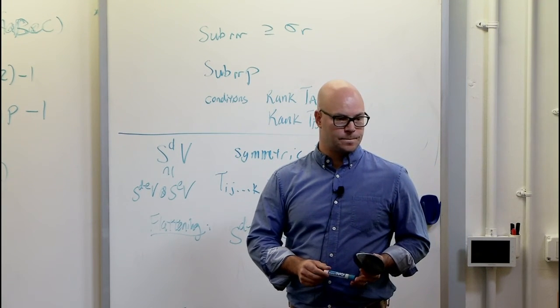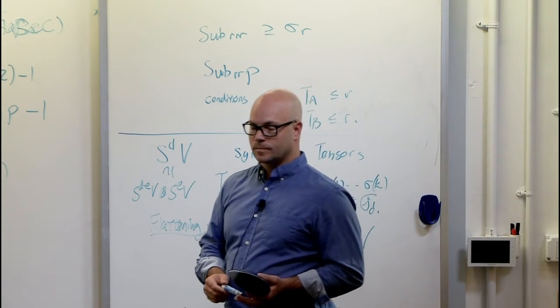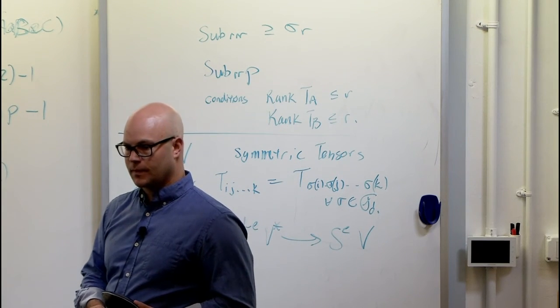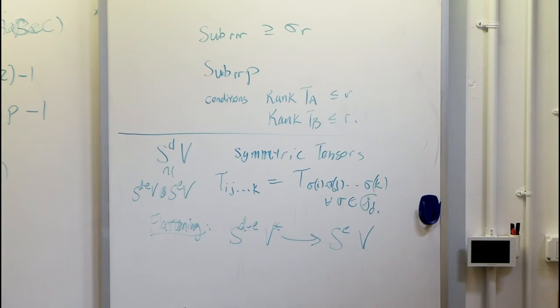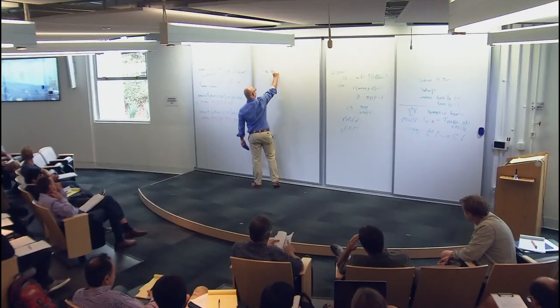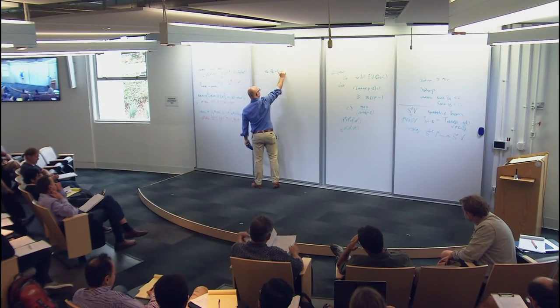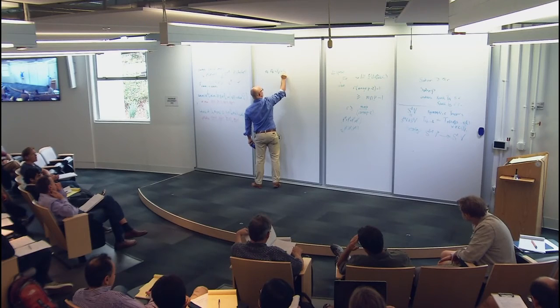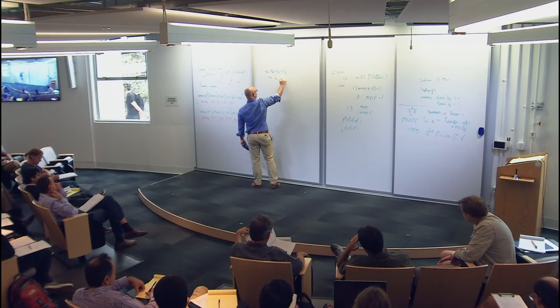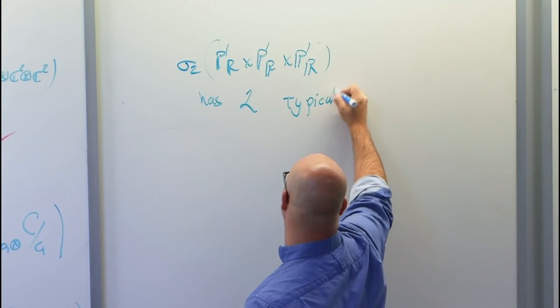Question. You mentioned there are many typical ranks. So let's look at this example here. Typical ranks over R, right? Yes. Is it that you don't have this expected rank over other fields? So in this case, σ_2(P^1×P^1×P^1) over R has two typical ranks.